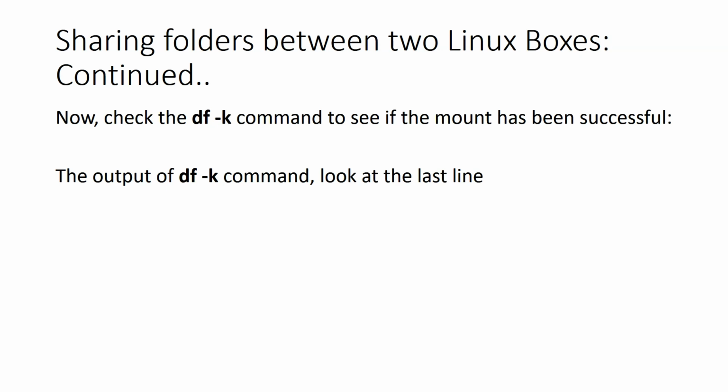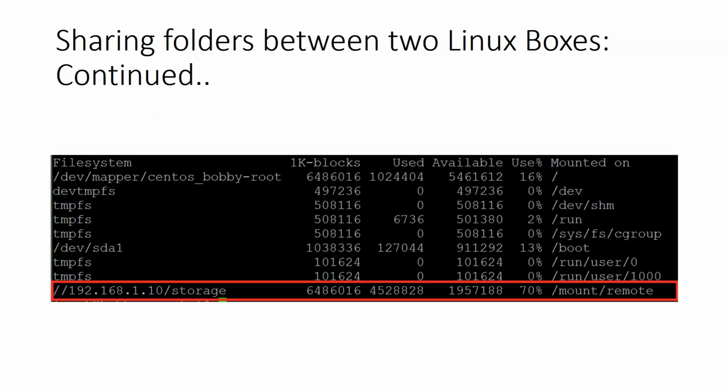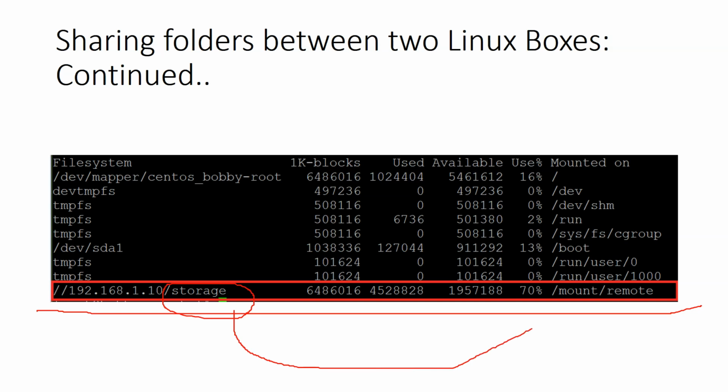The output of df -k, and look at the last line. And the last line indeed shows that the mount has been successful. This is the 192.168.1.10, which is the IP address of the server, and this is the storage directory which we have shared, which is mounted on the client's directory called /mount/remote.